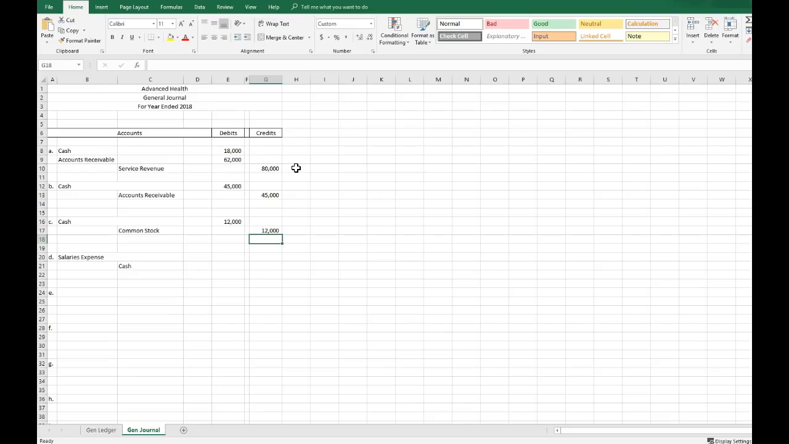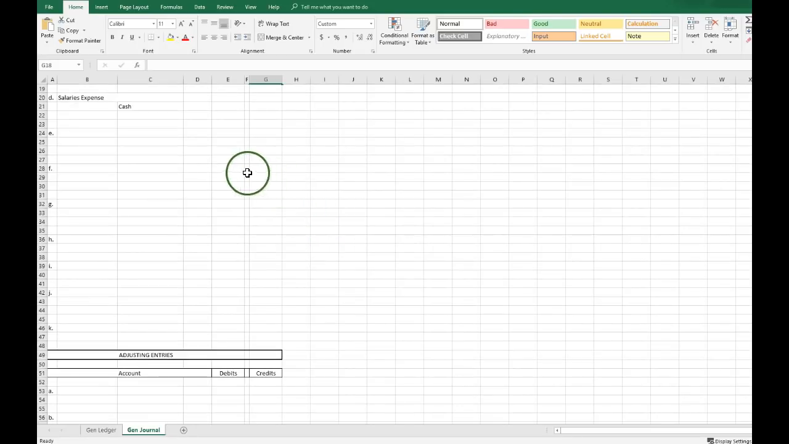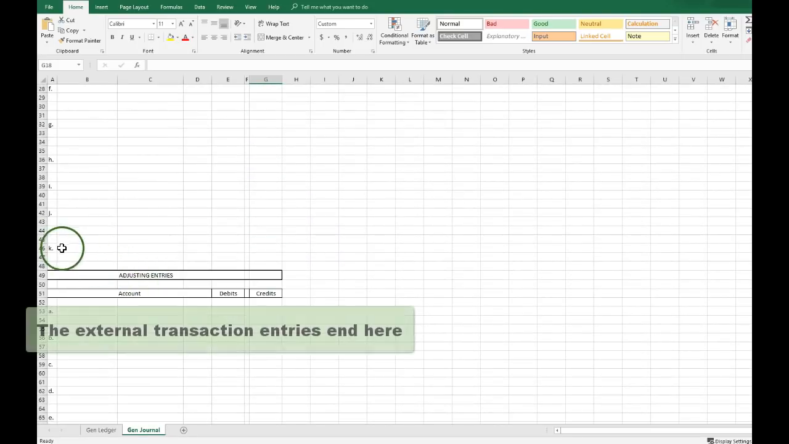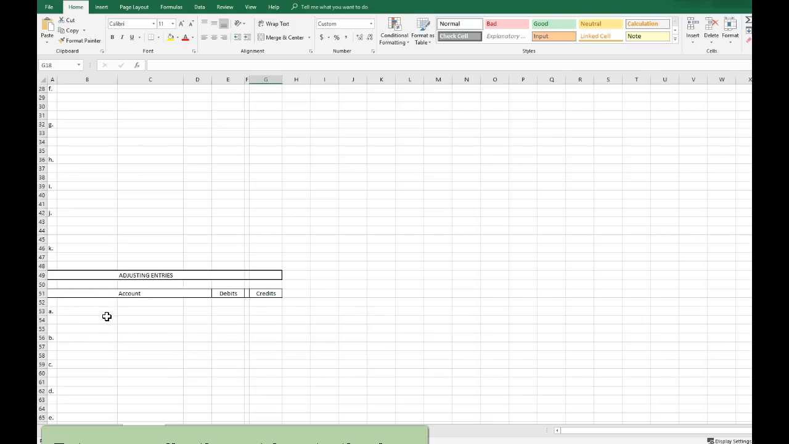You also have adjusting entries. So after you finish all the regular transactions, these are the external transactions, it'll be A through K. Then you have to go through adjusting entries. So adjusting entries are covered in Chapter 3 in your textbook. So as you read that, you make sure you know that you have this assignment coming up. So go through all the adjustments. These will be more detailed and more computations for you to do.